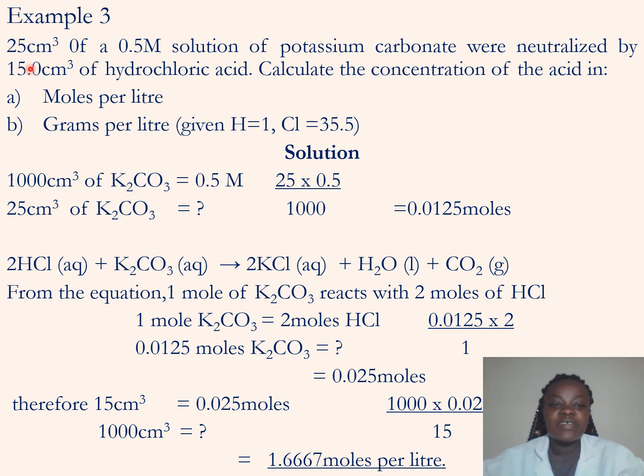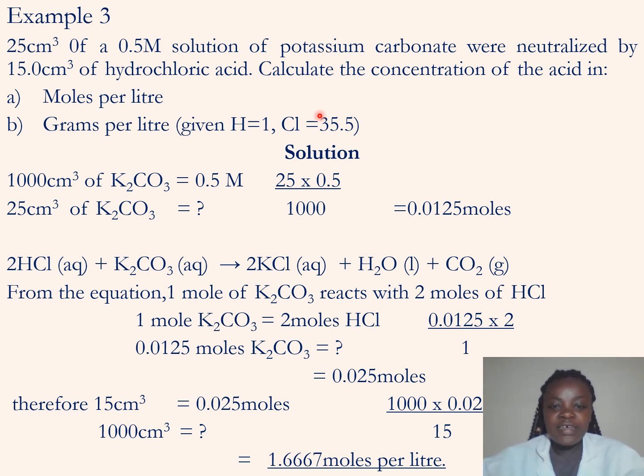We are told that 25 centimeters cubed of 0.5 molar solution of potassium carbonate were neutralized by 15 centimeters cubed of hydrochloric acid. Calculate the concentration of the acid in moles per liter and also in grams per liter. So for our question, we have potassium carbonate as our standard solution. We have the volume and the concentration of potassium carbonate. So this one will help us to get the concentration of the hydrochloric acid.